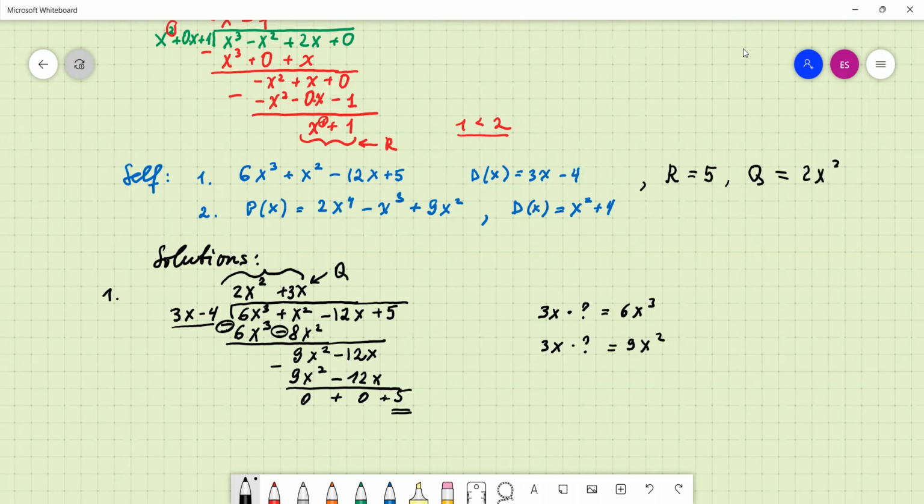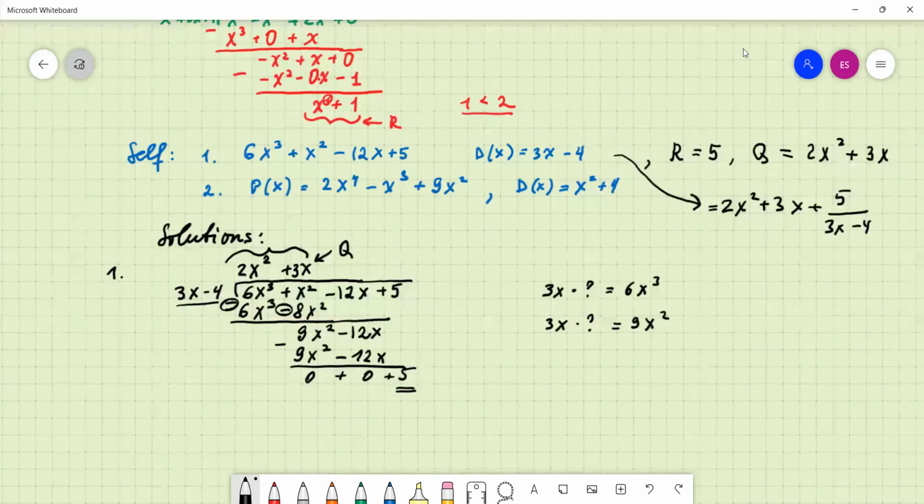Quotient equals 2x squared plus 3x. That's it. So I did a division. If you wish to write it down as a fraction, you are going to write down the quotient plus remainder divided by 3x minus 4. Well, maybe I should do this. So it's 2x squared plus 3x plus 5 over 3x minus 4. That's going to be the result of the division for this problem.